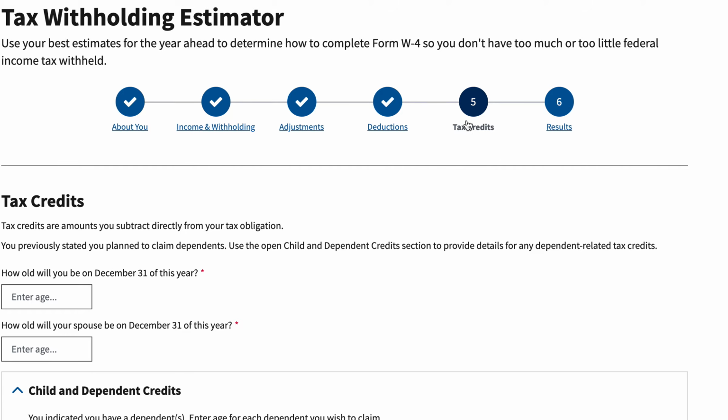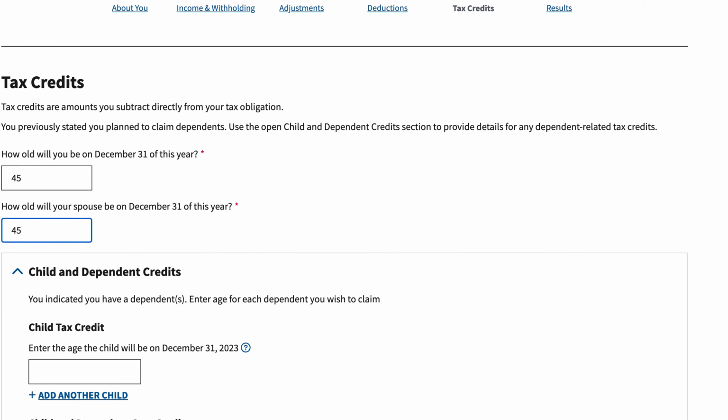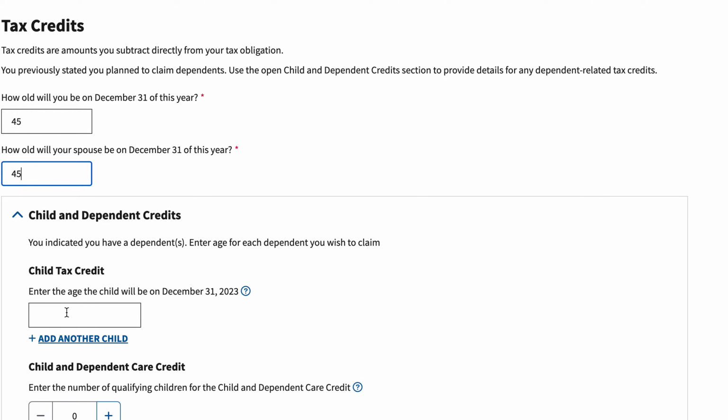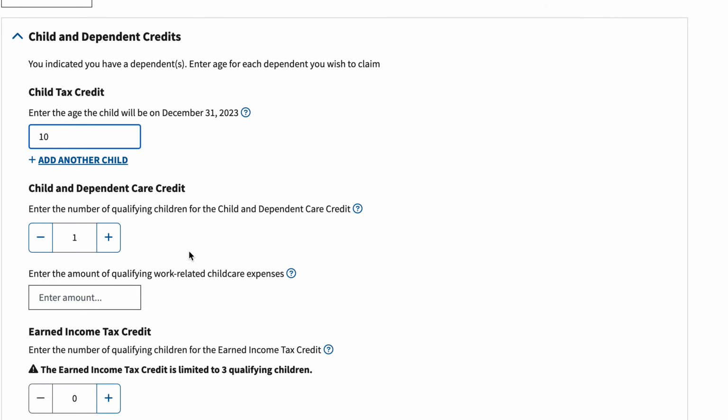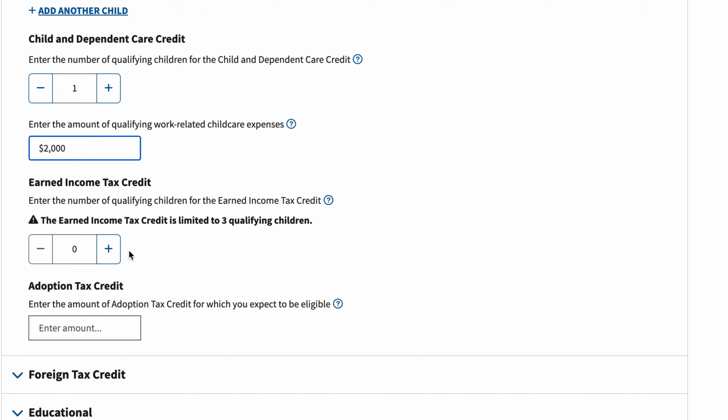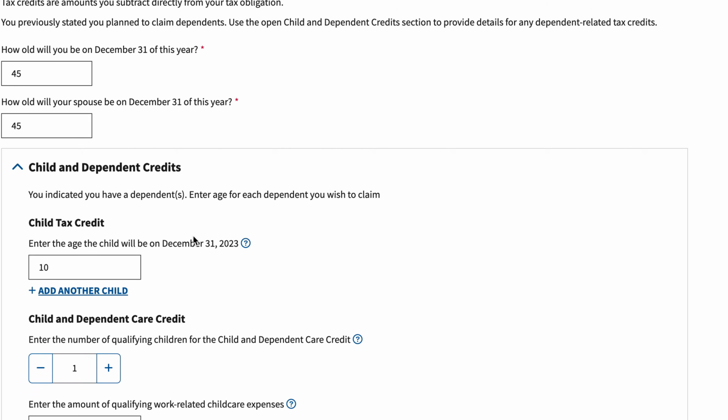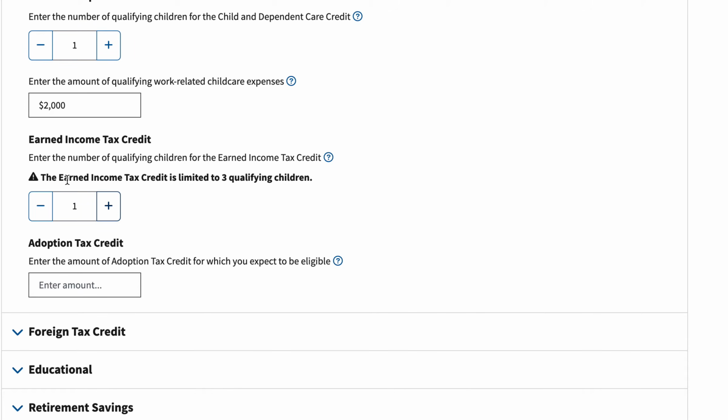So now we're going to see if they're able to claim any tax credits. We'll say that John Doe is 45 and that Jane Doe is 45. You have at least one dependent. Let's just say that our dependent is 10. We have one person, and let's just say that we spent a total of $2,000 on work-related child care expenses. And then let's just say that we think we might be eligible for the earned income credit.